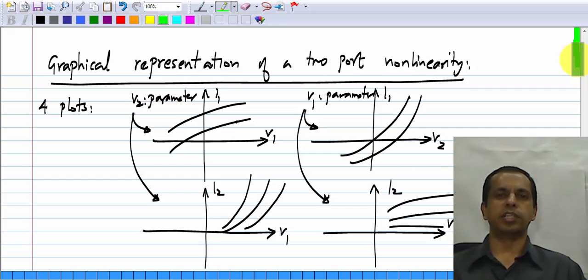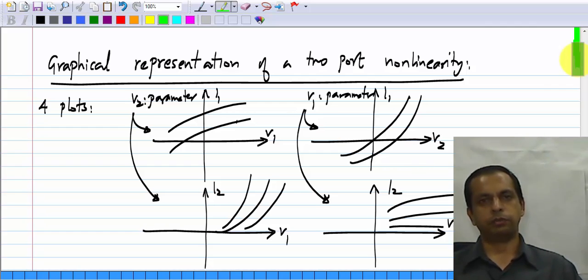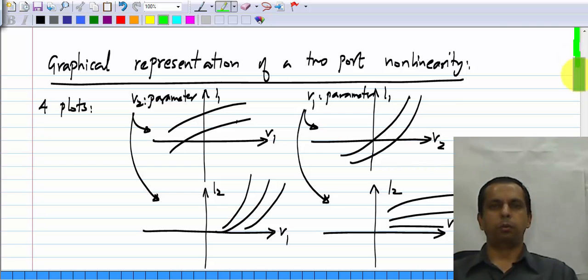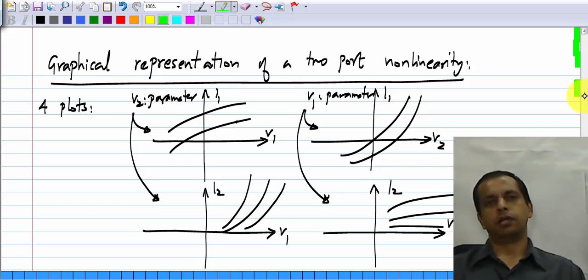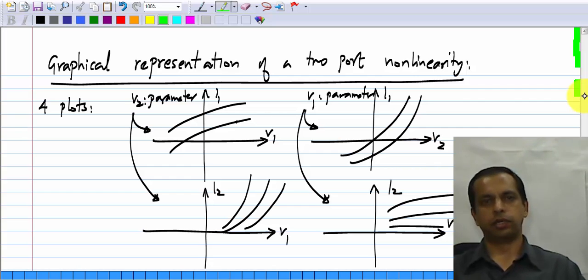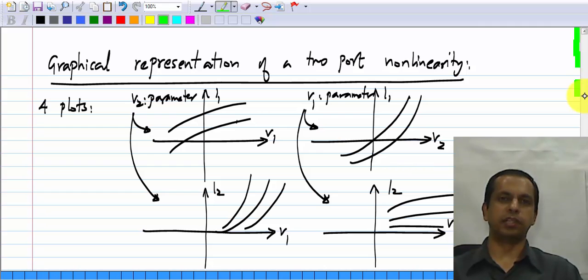What we are more interested in is in the incremental analysis when you have a nonlinear 2-port. Because when we vary the signal, when we vary the voltages or currents in a circuit, what happens is we treat them as increments over the operating point. In order to do that, we have to be able to do incremental analysis of nonlinear circuits. And it is only in the incremental sense that a nonlinear device will have power gain.